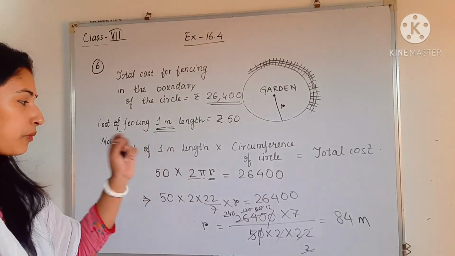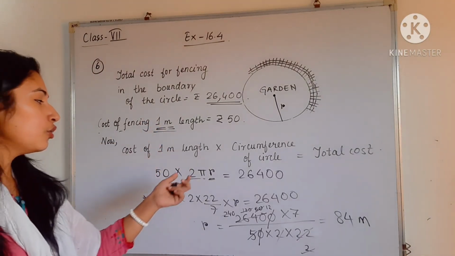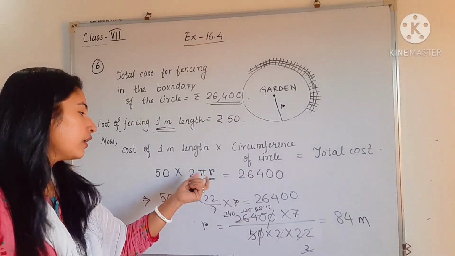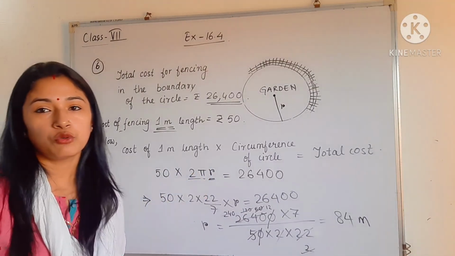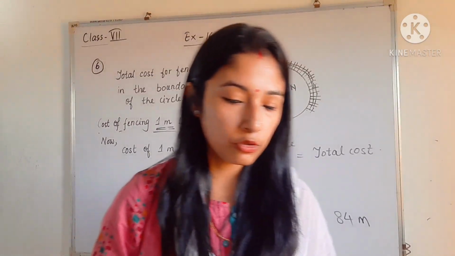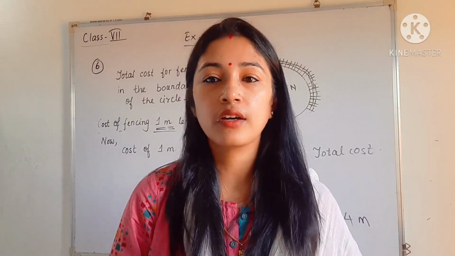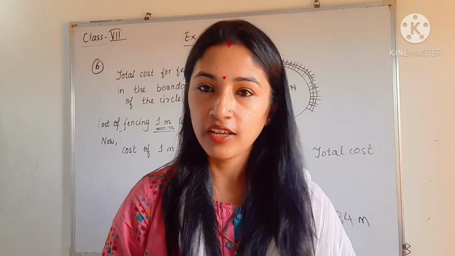So similar type of this question, if they ask that you have to find the diameter, then in place of 2 pi r we have to take pi into d. So students, try to do up to question number 7. The next part of this exercise will be discussed in the next video lecture. Okay, so thank you.